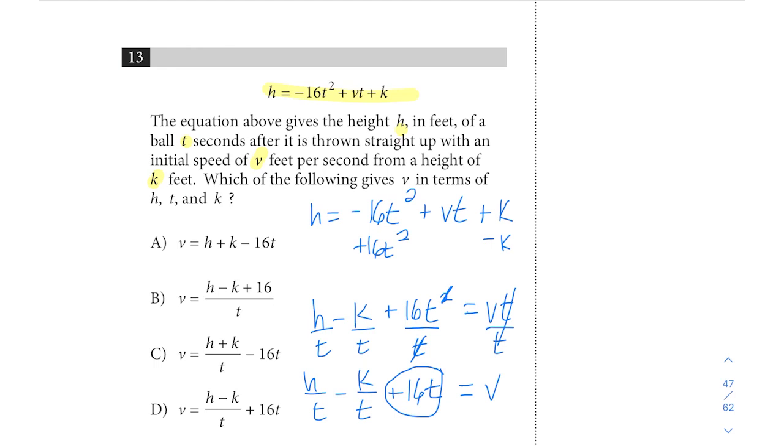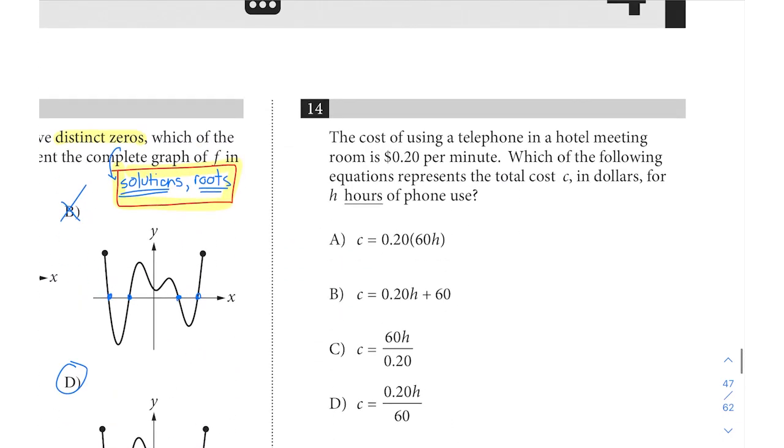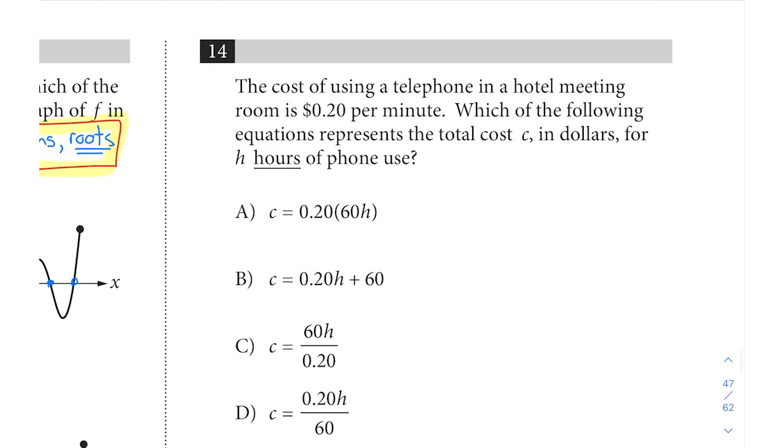If we divide each term by t, we can see more easily that 16t would be the standalone term without a denominator, and h over t minus k over t can be combined. They combine that in answer choice D: h minus k over their common denominator of t, plus 16t without any denominator, and that's our correct answer for number 13.